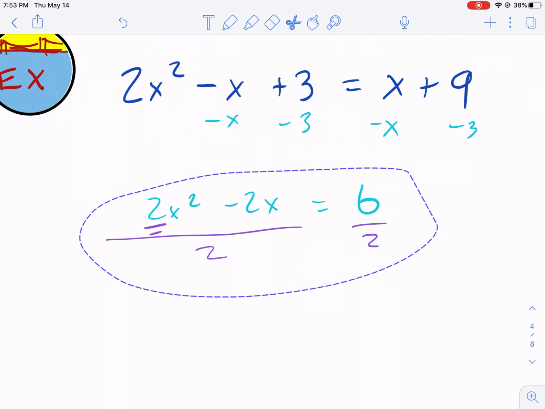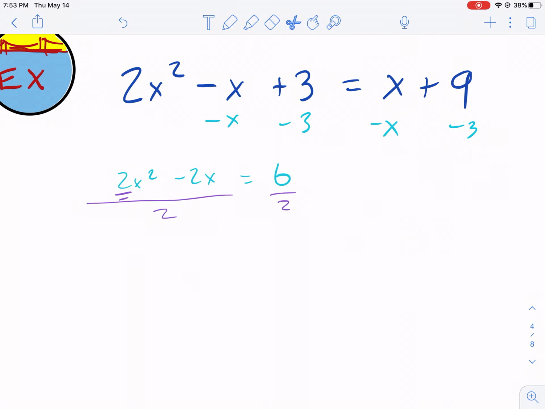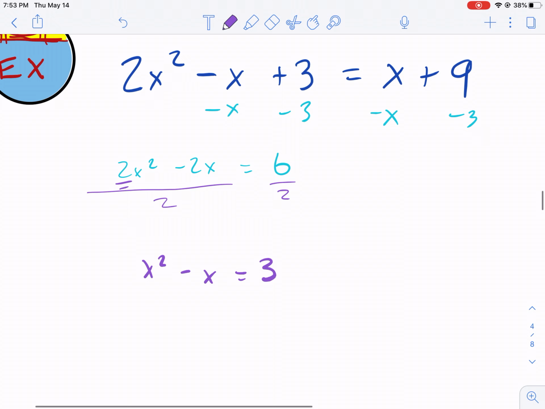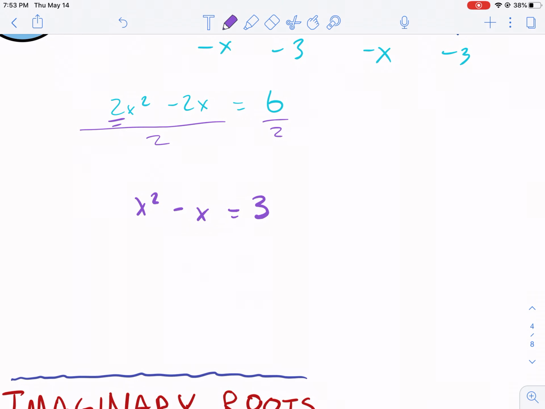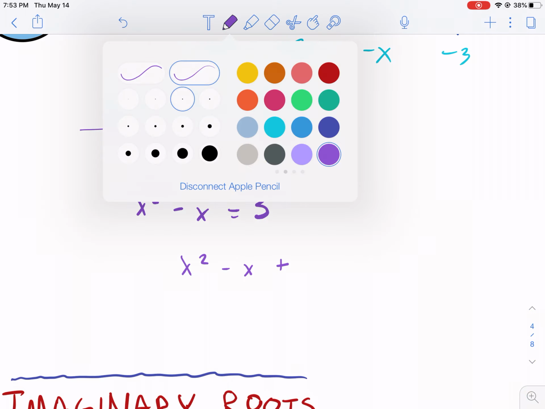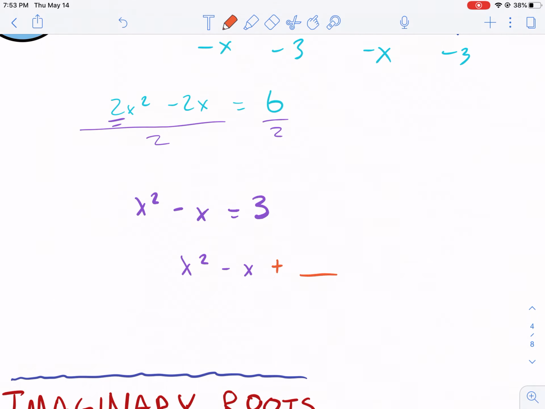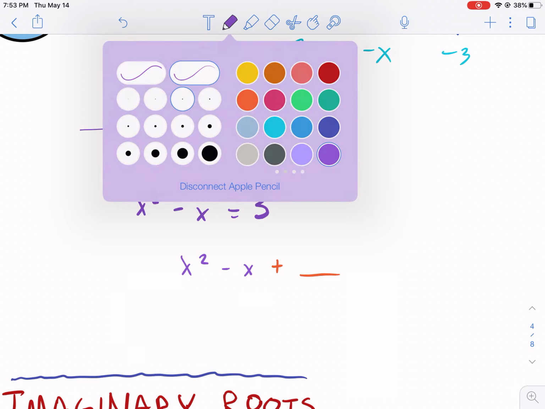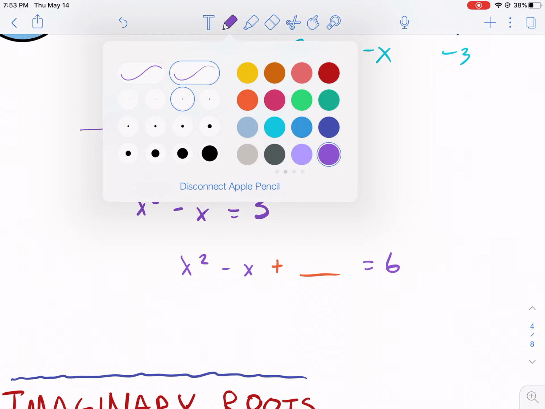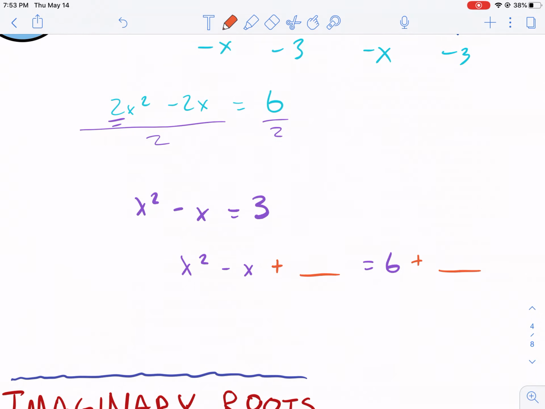So let me back this up a little bit. Okay, so I divide everything by 2. I get x squared minus x equals 3. Now I'm ready to rock and roll. I'm going to space this out. Let me take another line. x squared minus x plus, let me put this in orange, I like using a different color if possible, plus this equals 6. And of course, what you do to one side, you have to do to the other.